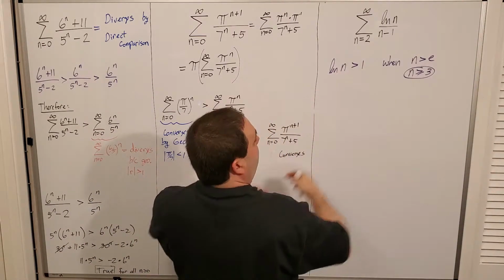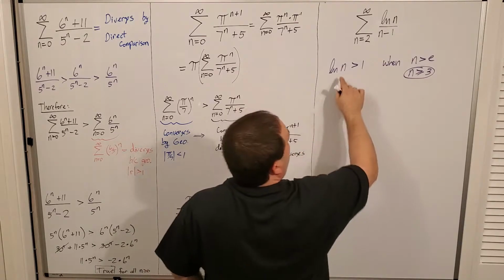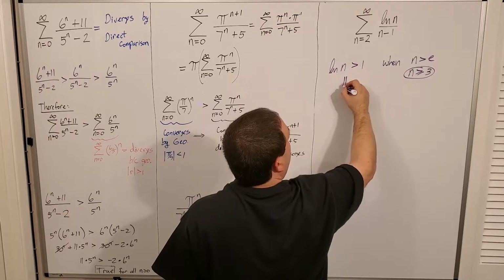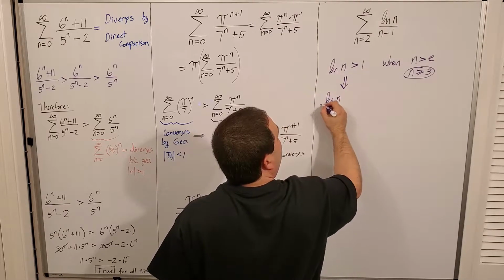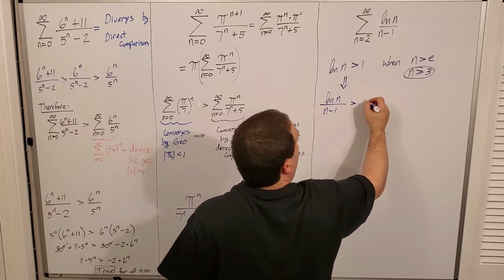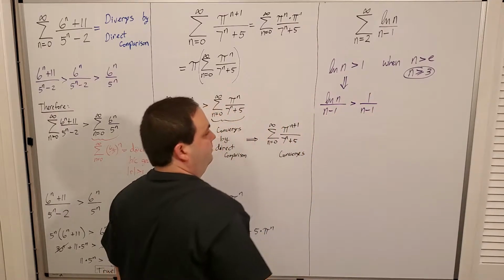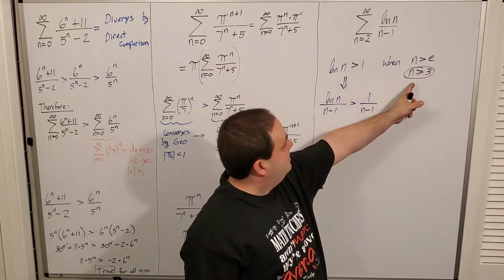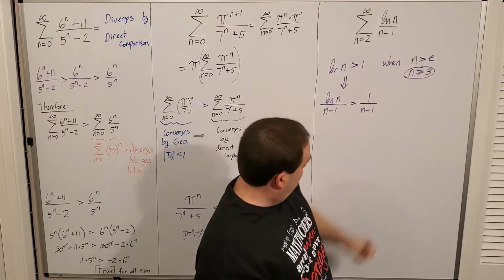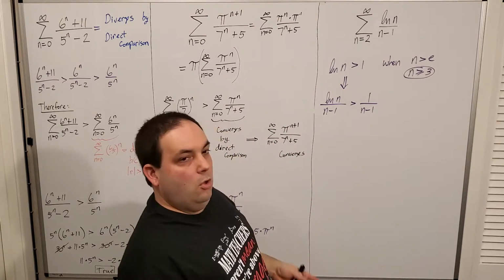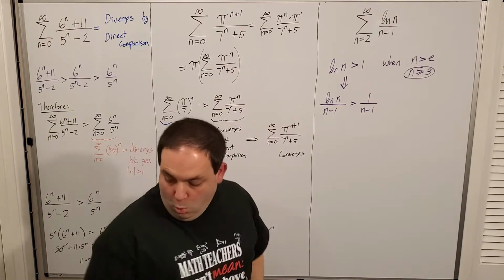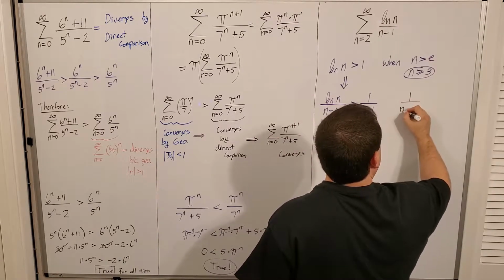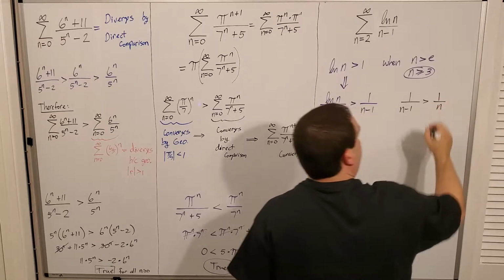All right, now from here I'm going to continue to make a comparison by trying to make this look like that. I'm going to divide both sides by n minus 1. So ln of n divided by n minus 1 would be greater than 1 over n minus 1. Okay, so that's a 100% comparison there, as long as n is greater than or equal to 3. Great. But also, we need to take note that 1 over n minus 1 is greater than 1 over n.